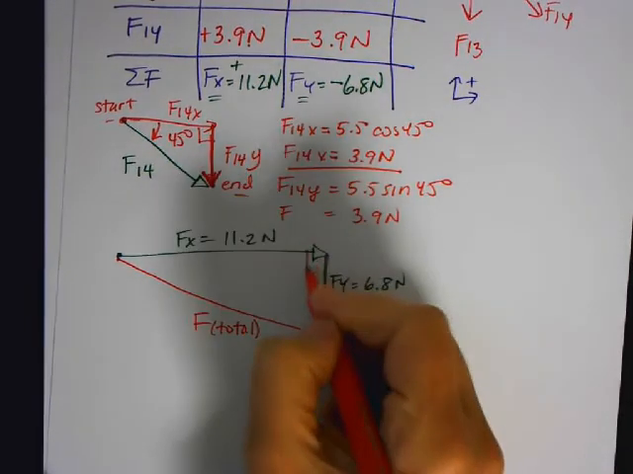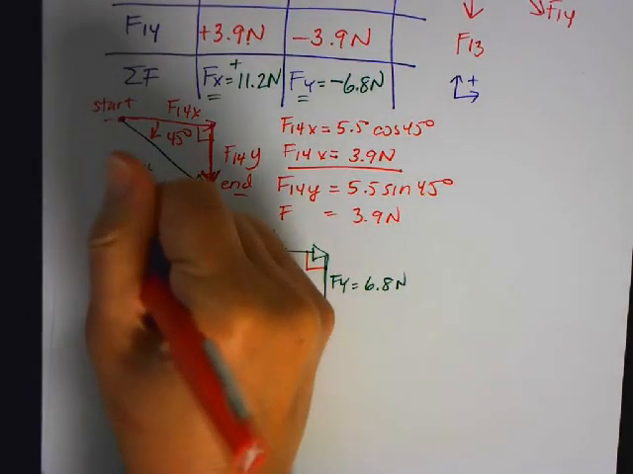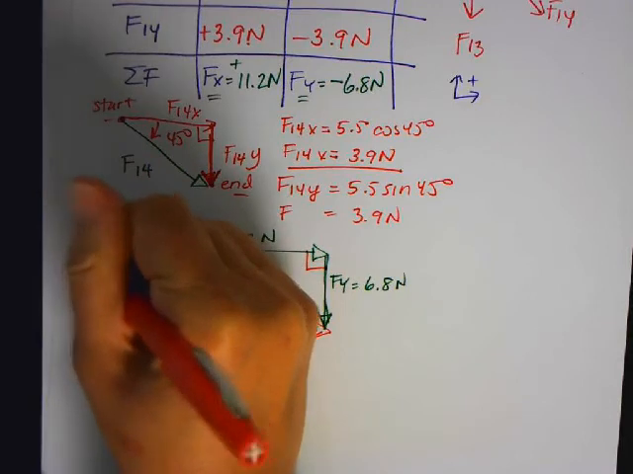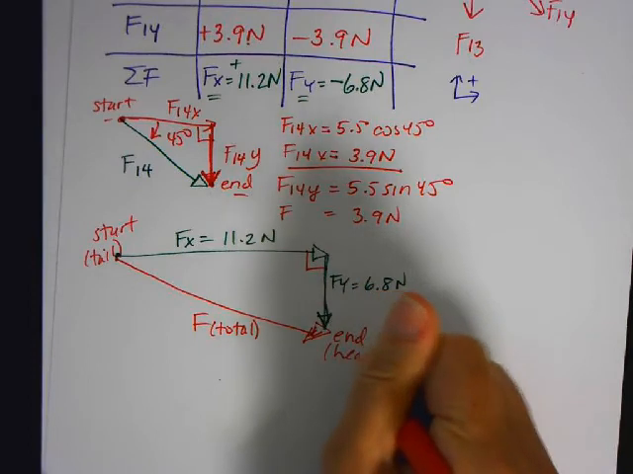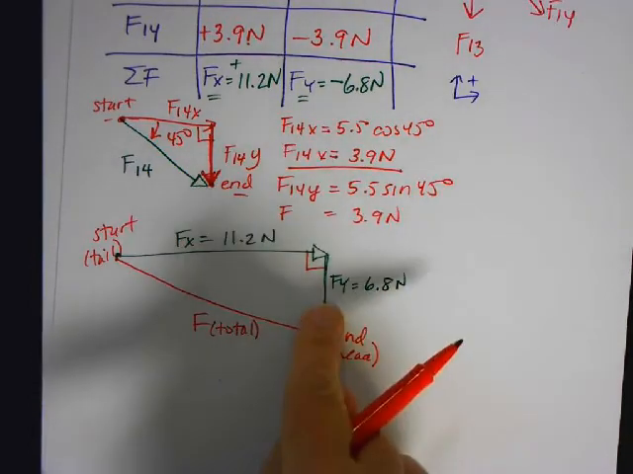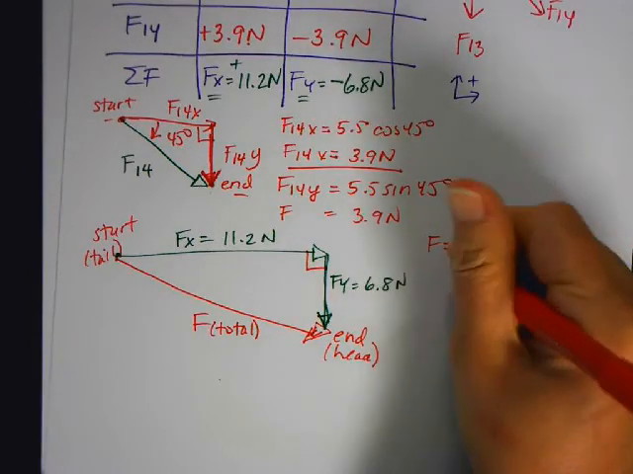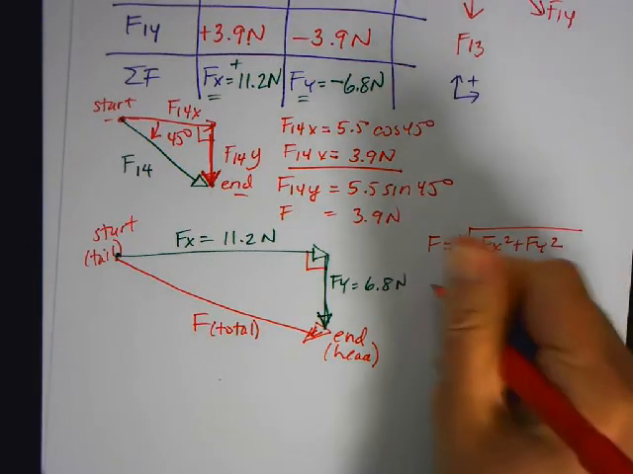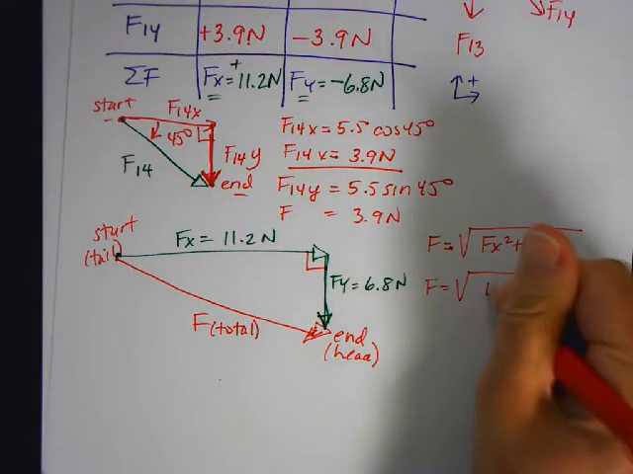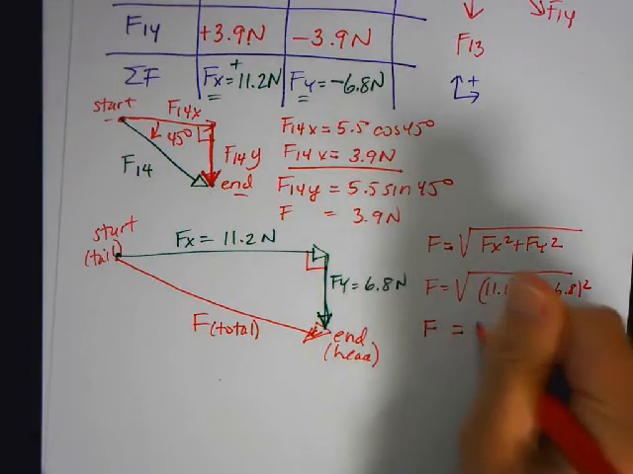Now, I have a right triangle. Again, this is where I started, so this is always going to be my tail. This is where I ended up, this is always going to be my head. And I see that this is a right triangle, so I'm going to use the Pythagorean theorem. So F is going to be the square root of Fx squared plus Fy squared. So F is going to be the square root of 11.1 squared plus 6.8 squared. And if you wanted to put the negative, it doesn't matter because when I square it, it's going to disappear. So F is going to be 13 newtons.